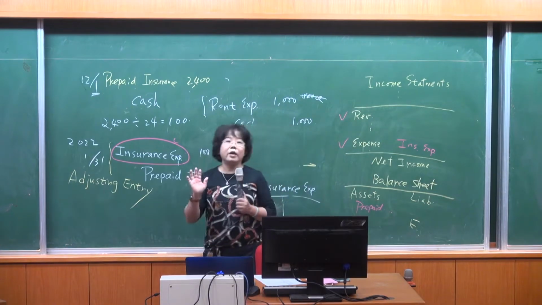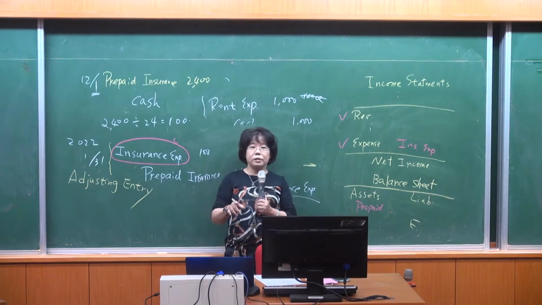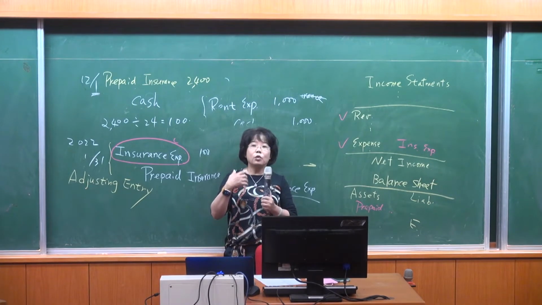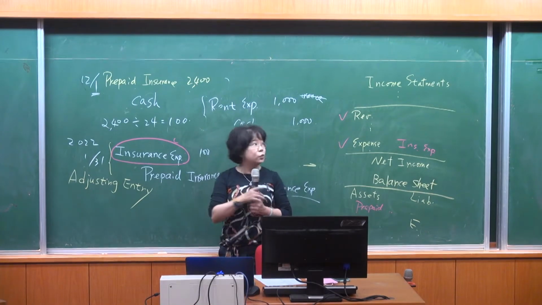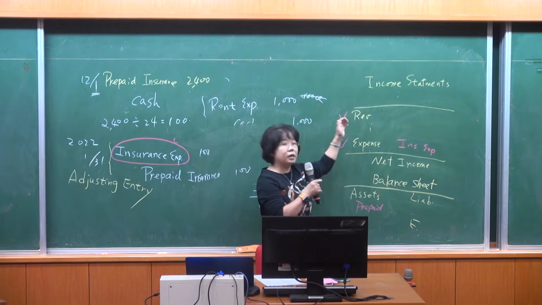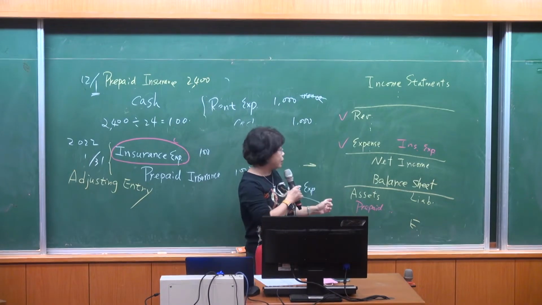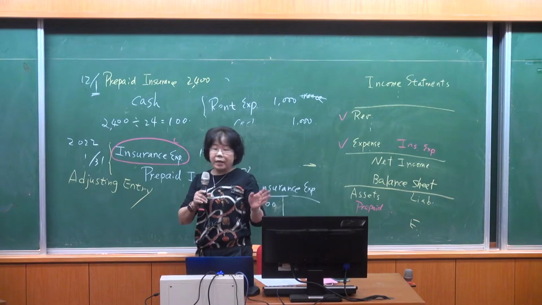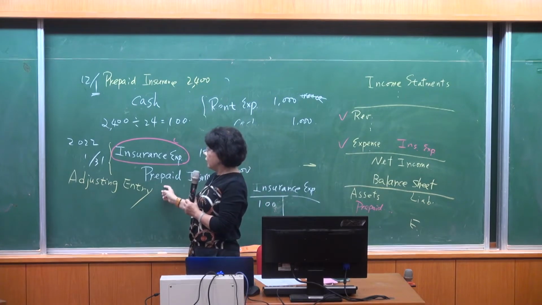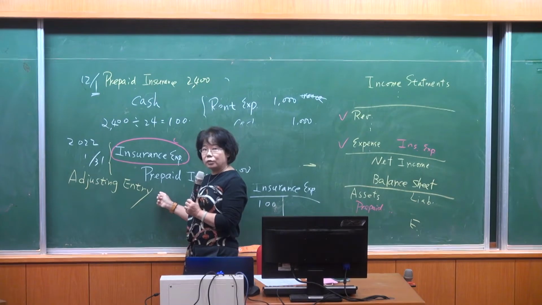So every adjusting entry, no exception, no matter debit or credit, one goes to the income statement and another one definitely goes to the balance sheet. You will never see any cash within it as long as it is an adjusting entry.